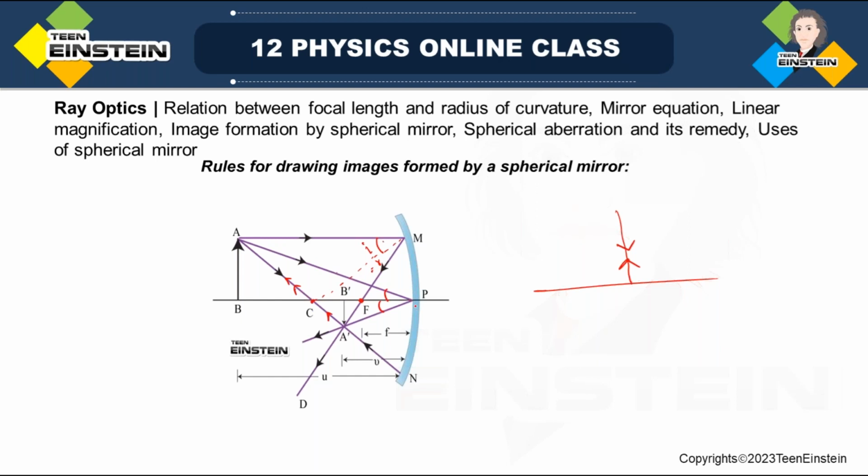So I have taken two. One is the parallel ray, which after reflection passes through the focus, and another is the ray which is passing through the center of curvature, which must retrace the path after reflection.